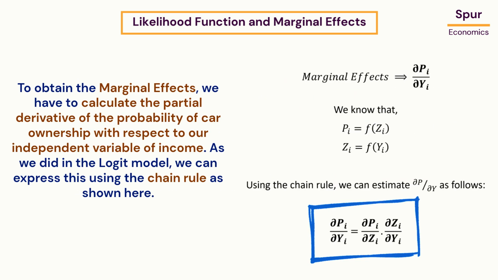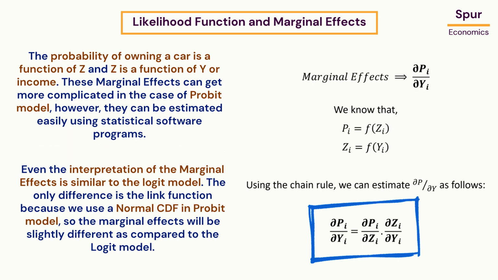To obtain the marginal effects, we have to calculate the partial derivative of the probability of car ownership with respect to our independent variable of income. As we did in the logit model, we can express this using the chain rule as shown here. The probability of owning a car is a function of z and z is a function of income.